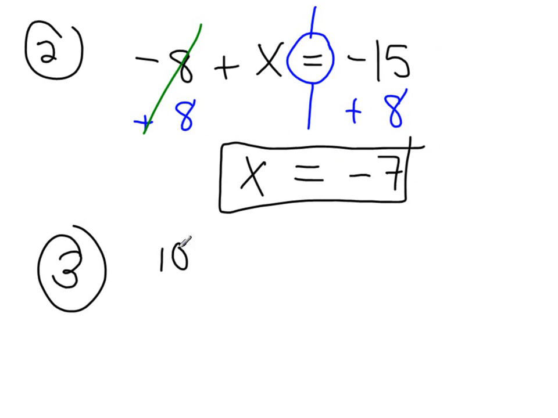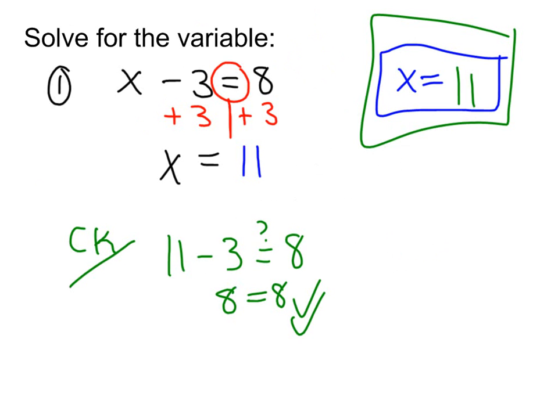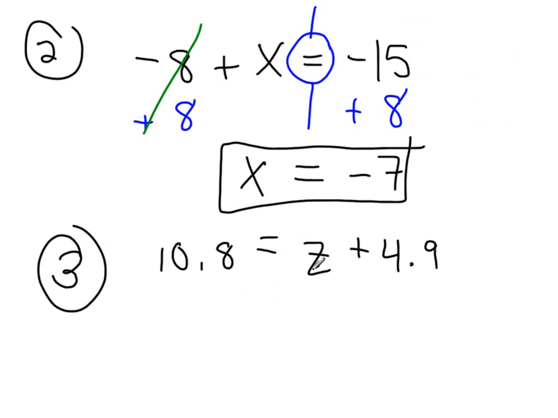Let's say we have 10.8 equals, I don't know, let's be crazy, z plus 4.9. Now, to remind you, let me show you the directions. It said solve for the variable. And we're not always going to have x. Usually we solve for x because that's the more common variable we like to use, but sometimes we'll have a z, maybe we'll have a y, a q, who knows. So whatever the variable is, that's the side of the equation you want to mess with.